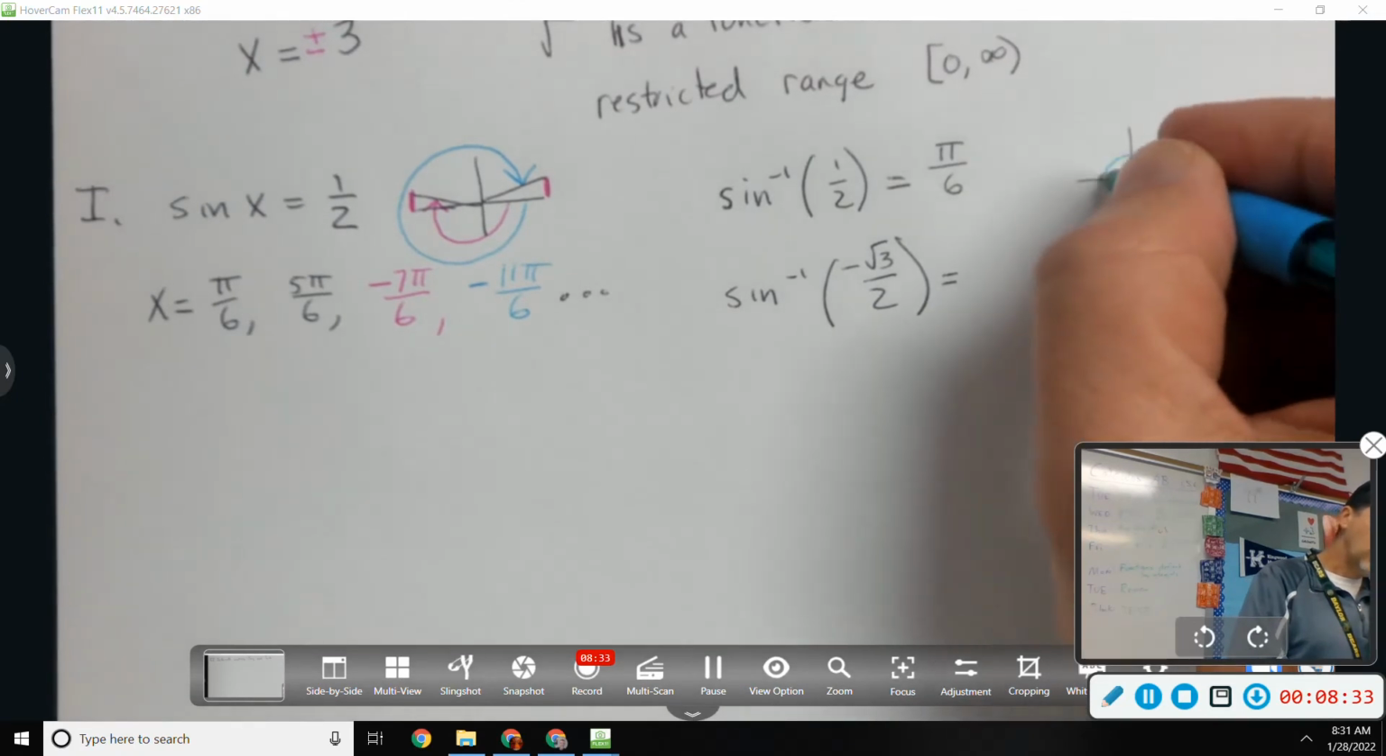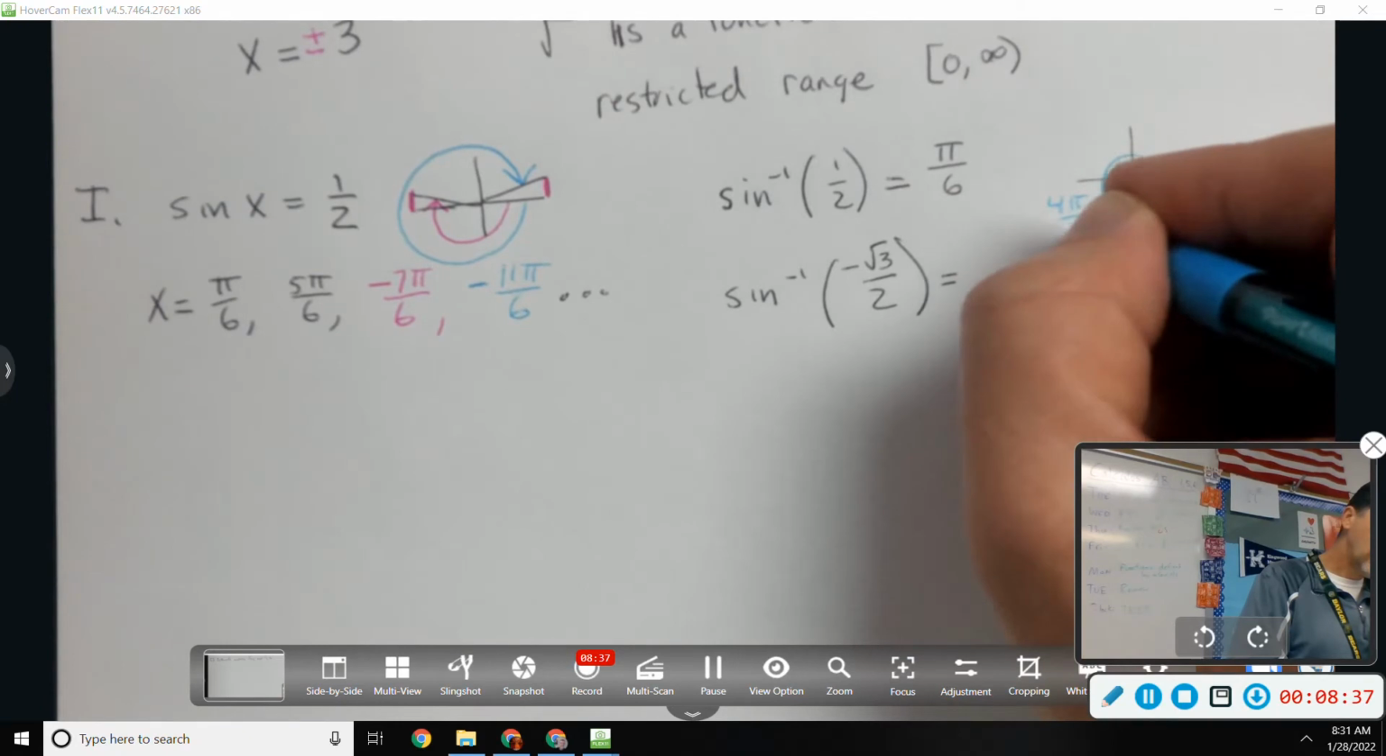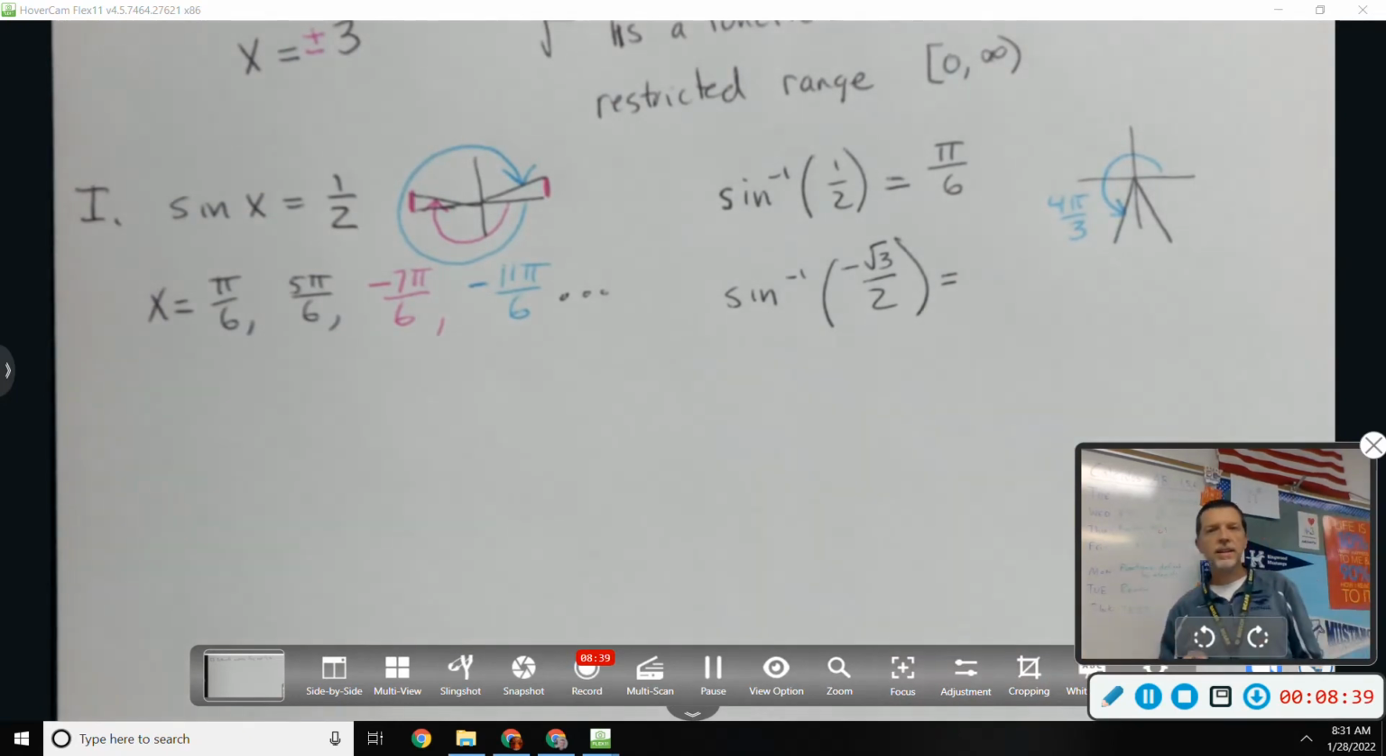Okay, so one option would be 4 pi over 3. That's not wrong. I mean, the sine of 4 pi over 3 is negative root 3 over 2, but that's not what the committee decided for this one. Committee when they made it, or committee when we were teaching this? No, committee, I make that up, long, long ago, when they decided which one to use. When they invented math.